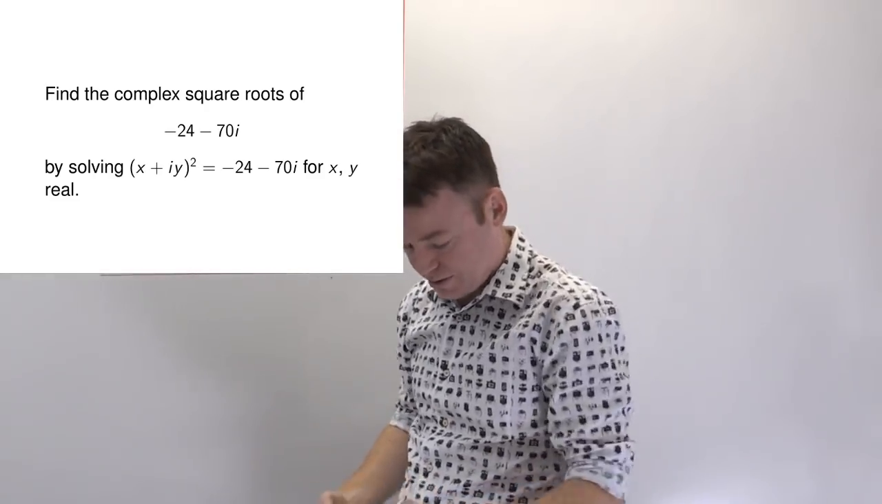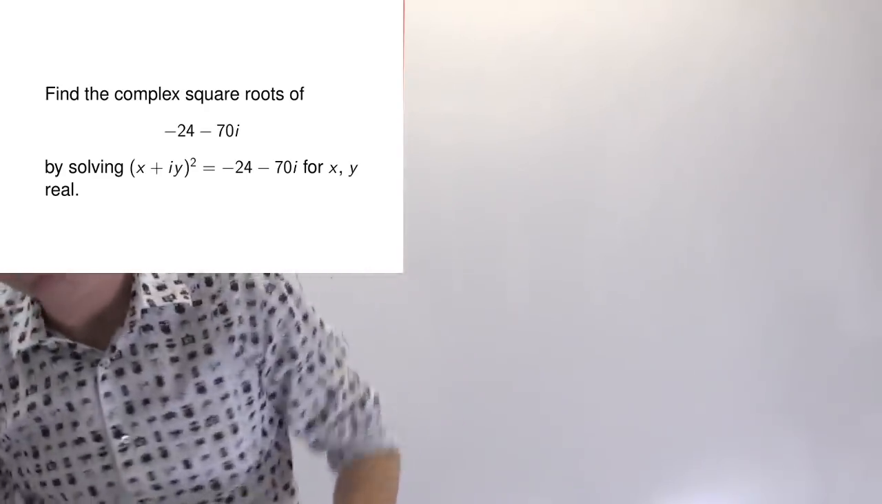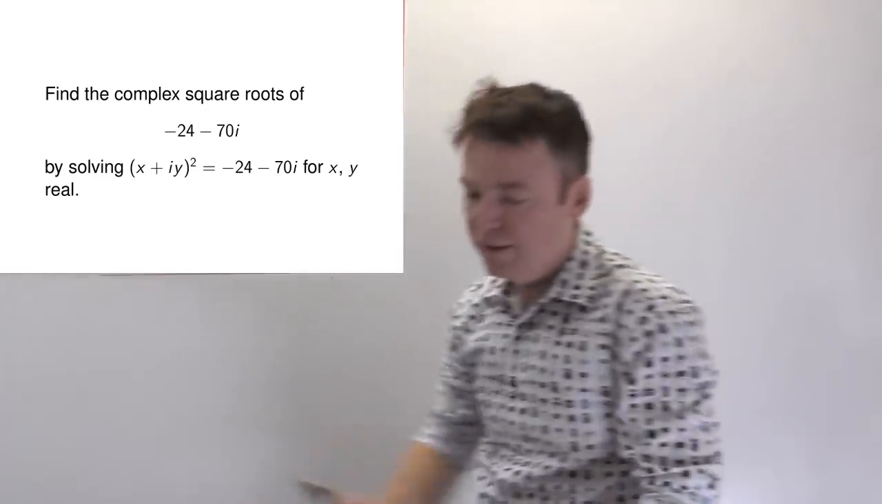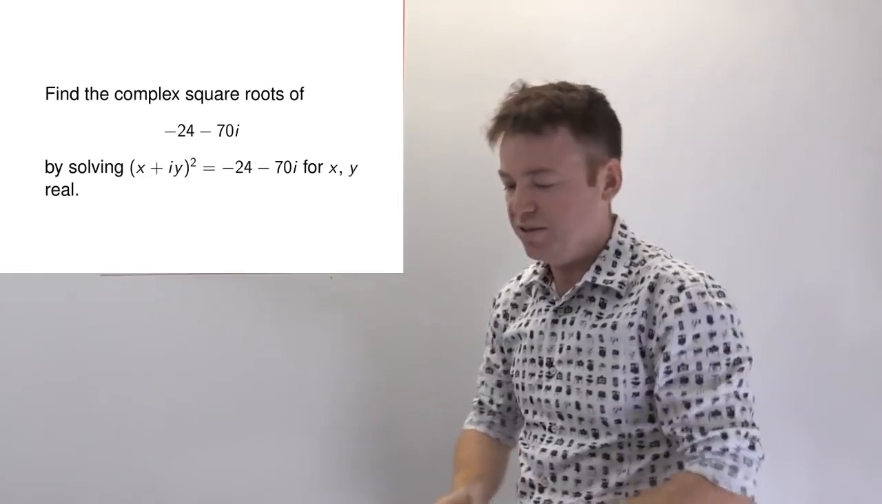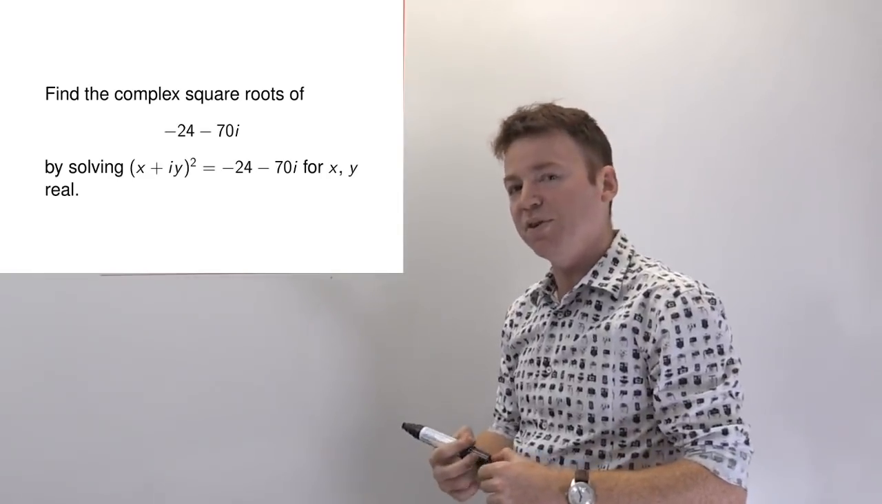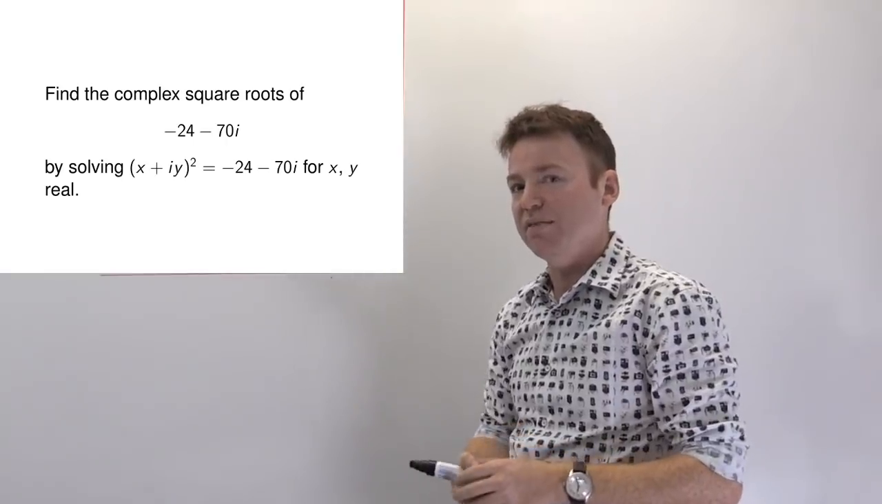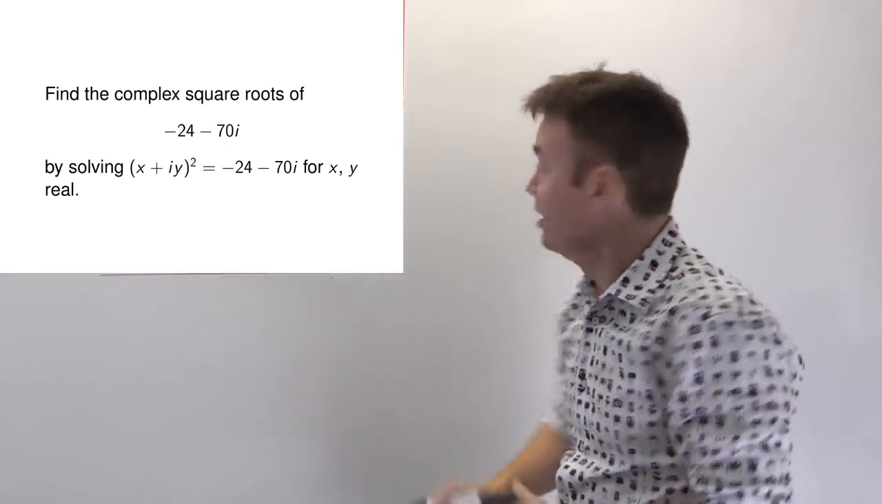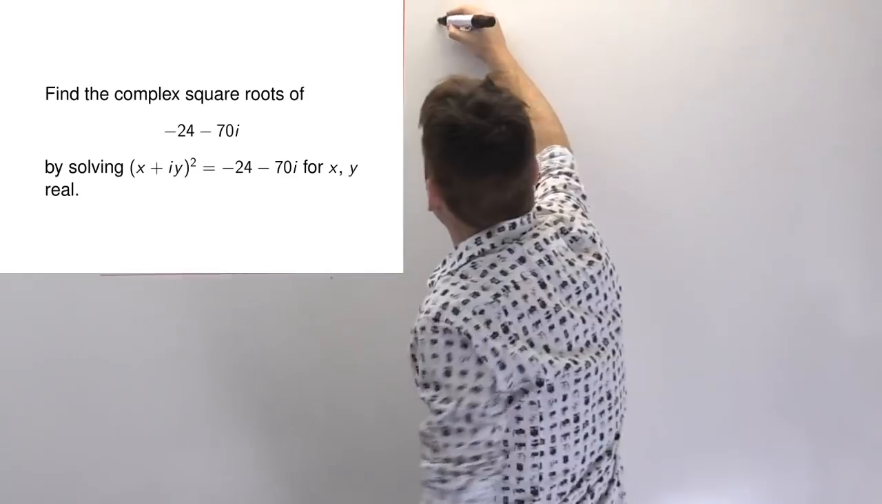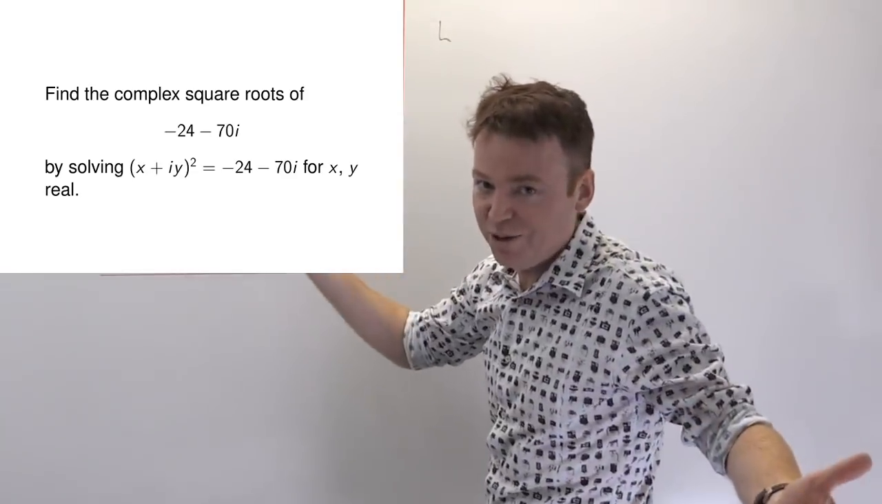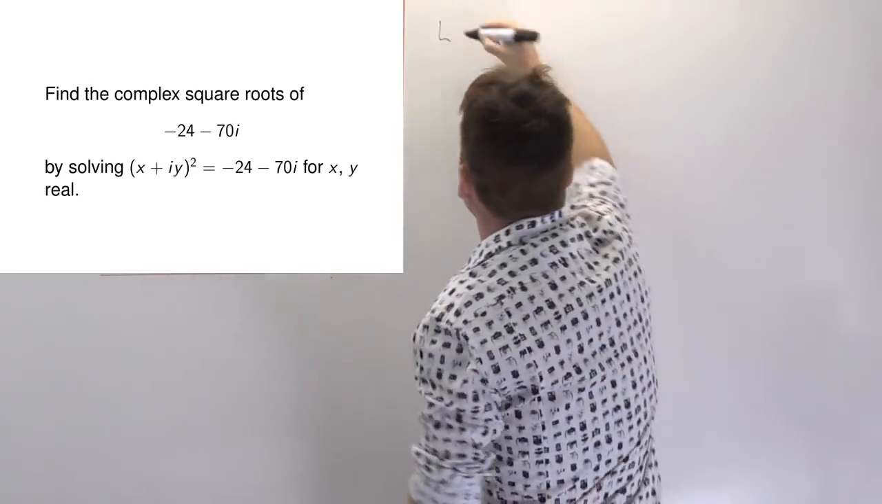Find complex square roots. Now this is the one time where you don't want to go to polar form because you can't really convert this number into its polar form representation. So instead, you can't go polar form, you have to go Cartesian form.